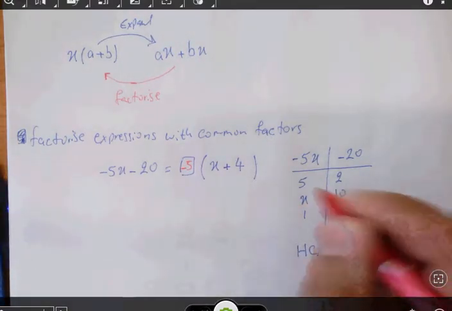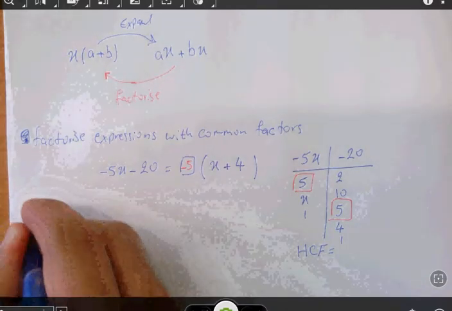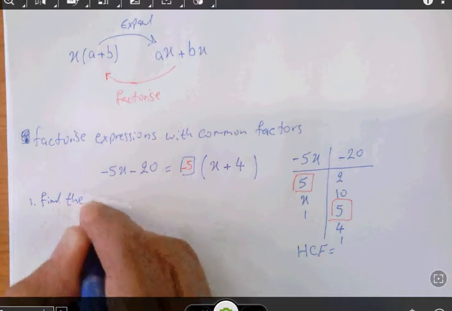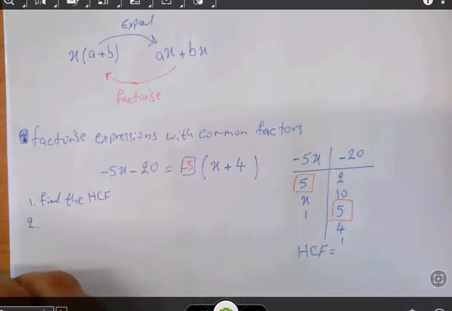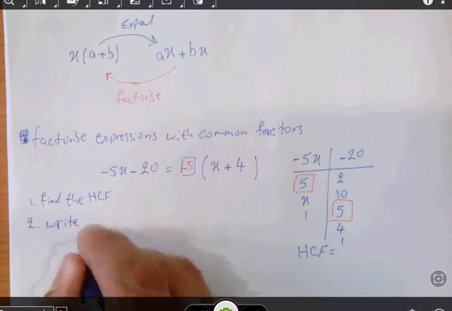What is the highest common factor between these two? 5. Very good. Now, what do I need to do? I'm going to write this step by step. Step 1 is find the highest common factor. Step 2, to factorize, is to write your common factor.